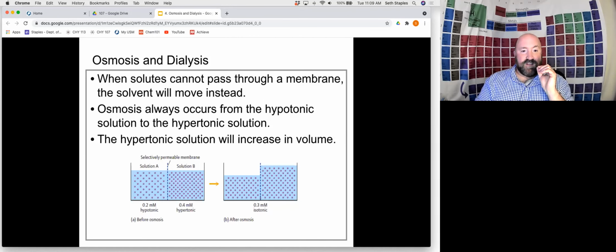And so we can see an example here. This example is looking at osmosis. When the solutes cannot pass through the membrane, then the solvent moves instead. In the case of osmosis, it's the opposite. The water is going to move from the hypotonic to the hypertonic. And that should make sense, right?